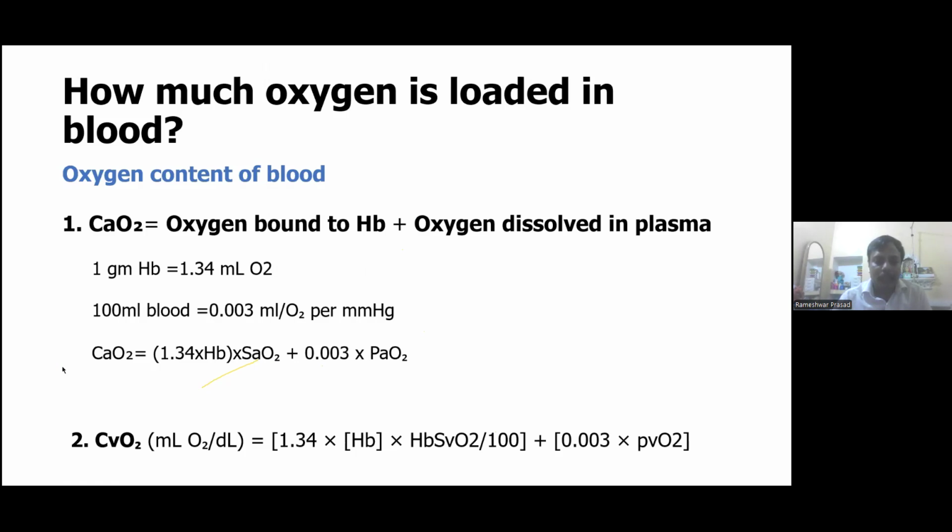What will be your arterial oxygen content? Hemoglobin is, suppose it is 15 gram per deciliter. SaO2 in arterial oxygen is 98% or 100%. PO2 is 100 millimeter mercury. So take this value and calculate CaO2 and give me the answer. Any one participant can calculate and give me the answer.